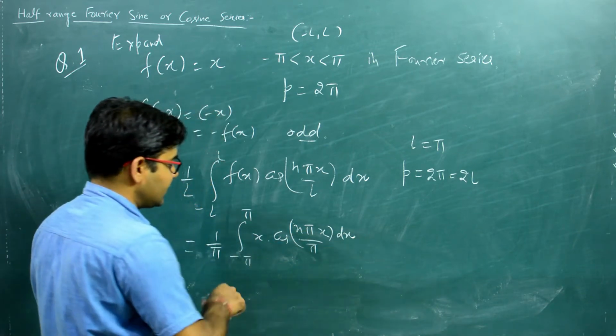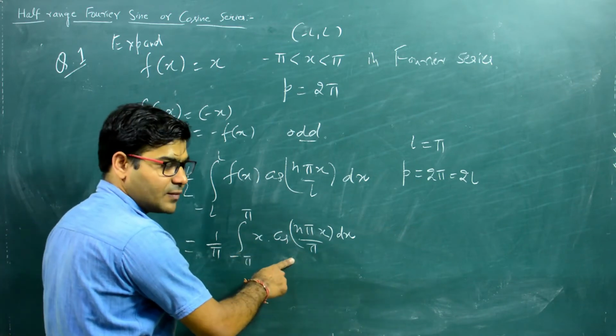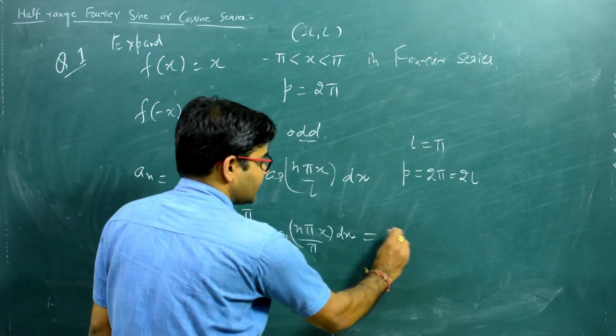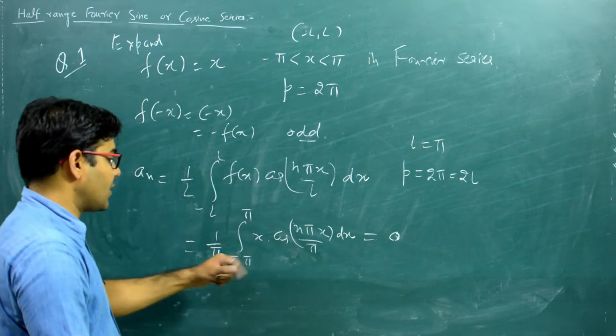So again, we see the same logic. x is an odd function, this is an even function of x, so this is supposed to be 0. It will come out to be 0.